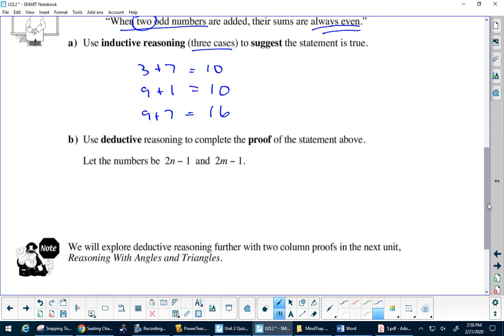Now, let's use deductive reasoning. Now, 2n minus 1 and 2m minus 1, because n and m are going to be your different numbers. Now, according to this, if we add these two together, it must be an even. So let's try it. Let's go 2n minus 1 plus 2m minus 1. We could even put it in brackets or underline it if you want. Those are my two numbers.